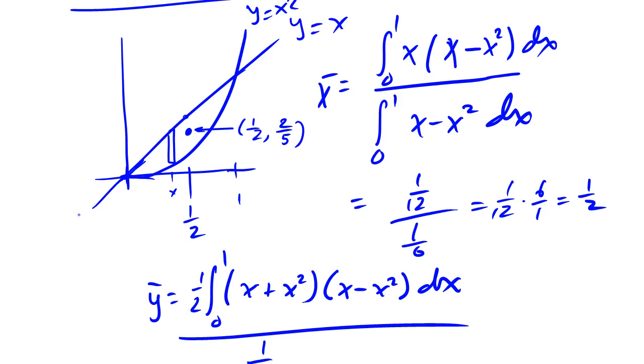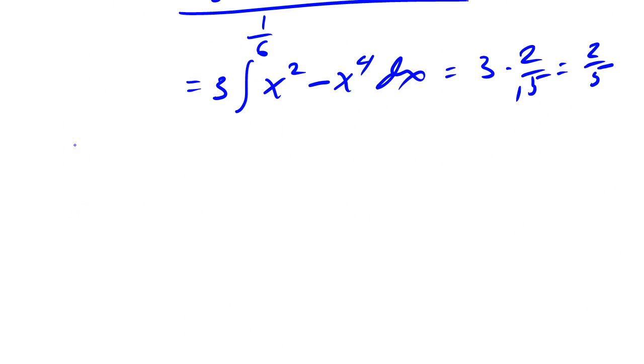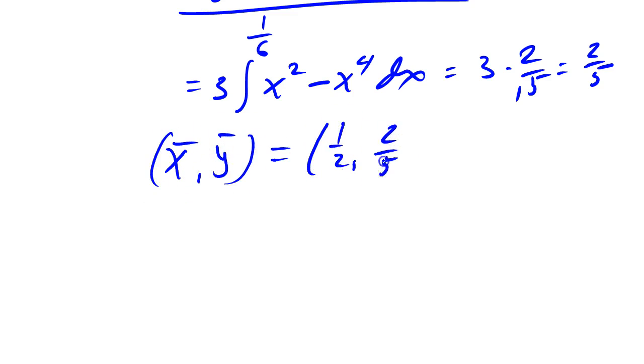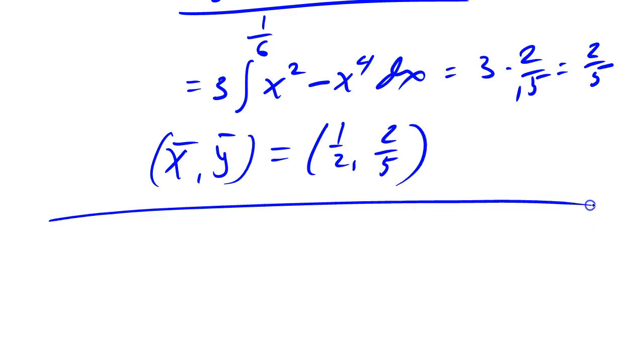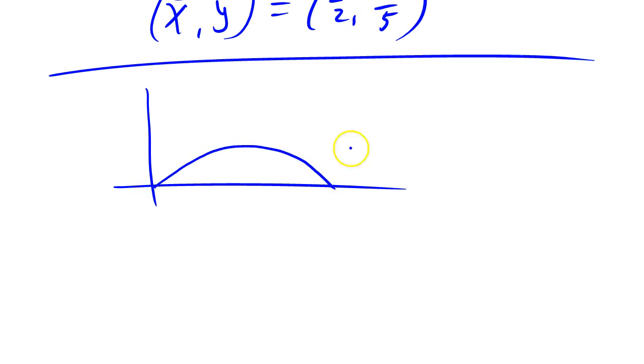Do I have time to do one more? I do. I'm going to do another one. So let me just write x bar, y bar on this thing. The center of mass is 1/2, 2/5. All right, one more. Let's do the region here, one bump of the sine curve. So this is y equals sine x on the top, and we'll do the x-axis, y equals 0, on the bottom, from 0 to pi, and find the center of mass.